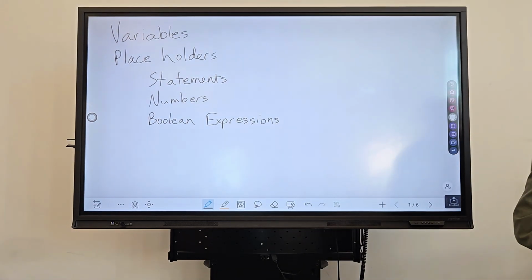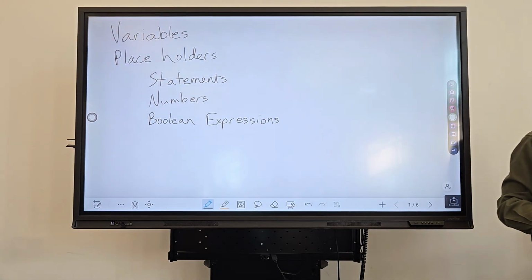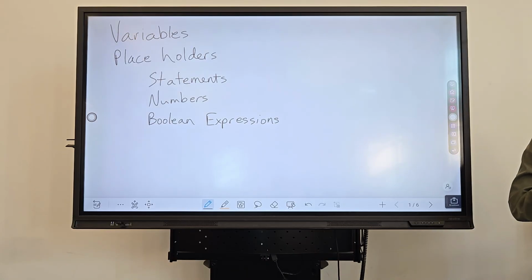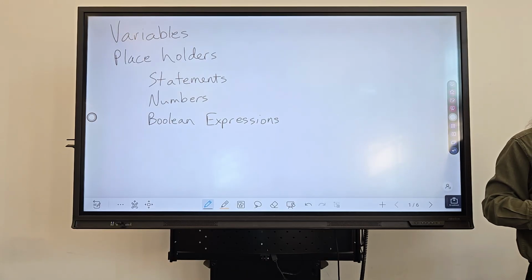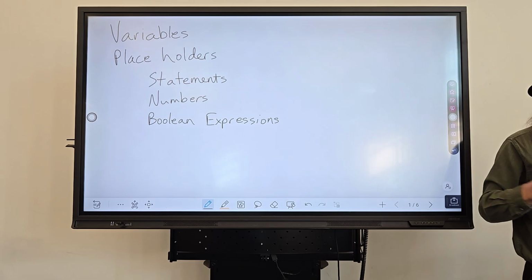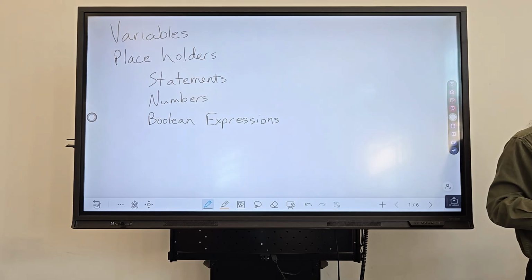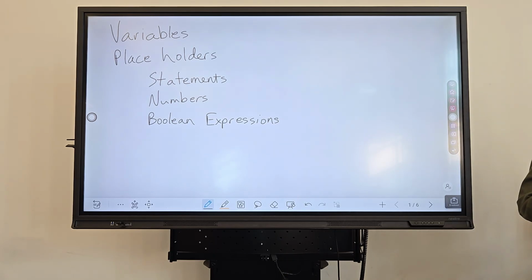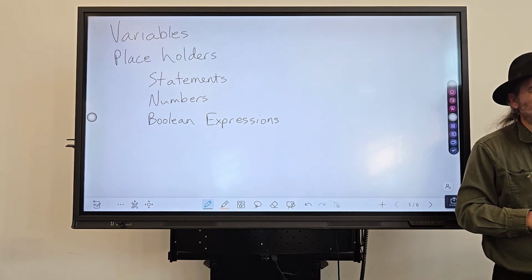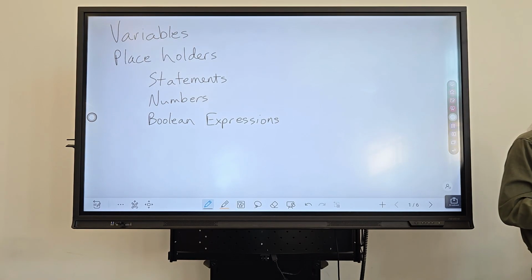I don't know if everybody's gotten to the point of knowing what a Boolean expression is yet, but we'll get into those later on in the semester. But if you've had digital logic, and I suppose if you've had CSC 1, computer science 1 or 2, you should know what a Boolean expression is.